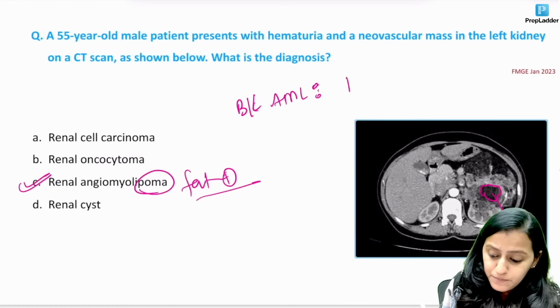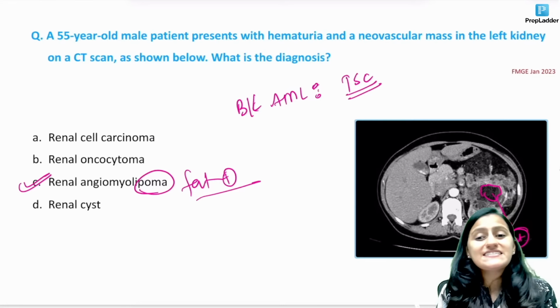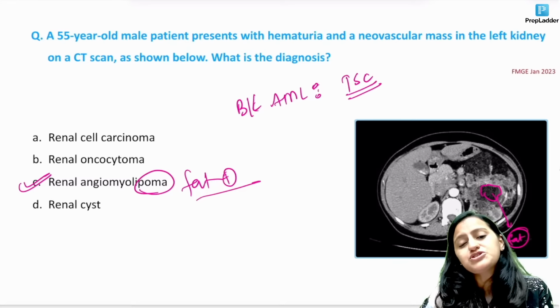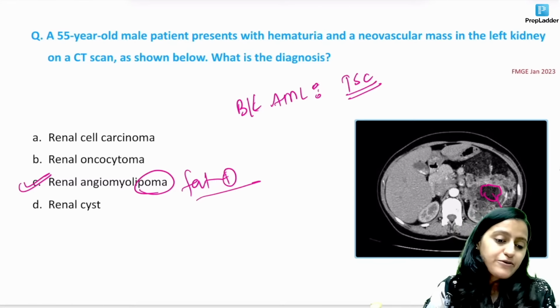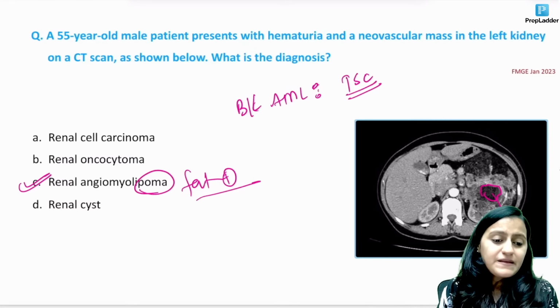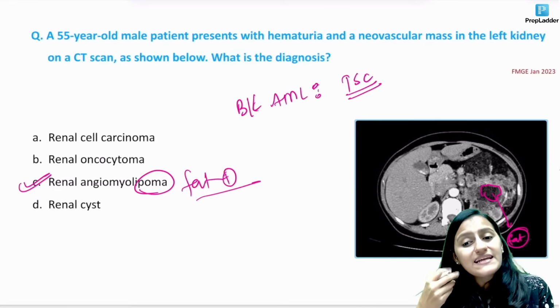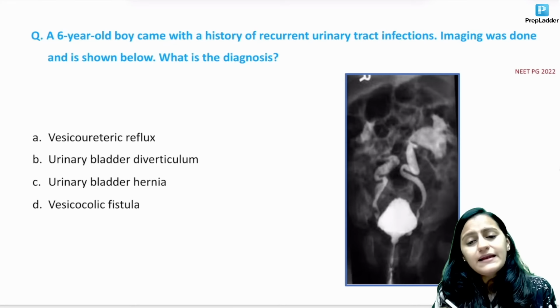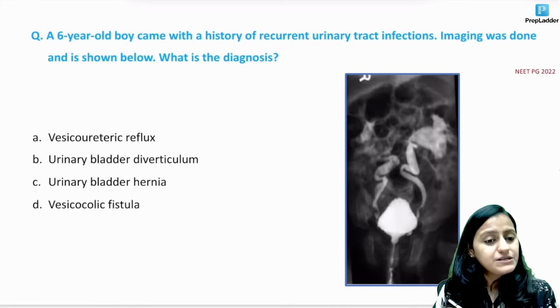Right, it is tuberous sclerosis. Okay, TSC. Tuberous sclerosis has bilateral angiomyolipomas, which are common. Tuberous sclerosis, absolutely right. VHL has a clear cell type of RCC, which is common. Okay. Next one. What is the answer to this question here?